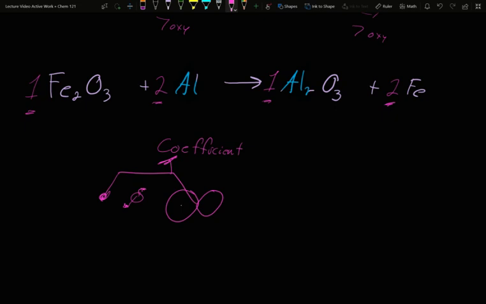Like, this is not going to work. You can't merge 2 independent things into one thing. So you need to keep that 2 out front to tell you, no, it's really 2 separate things. Coefficients, finding them for balanced reactions is the key to being able to figure out how many of each molecule is actually necessary for that reaction to occur.